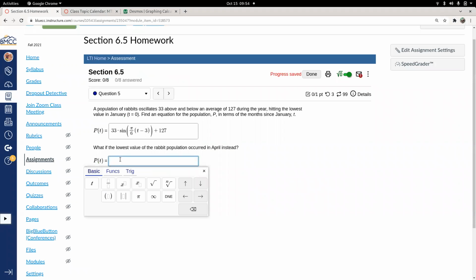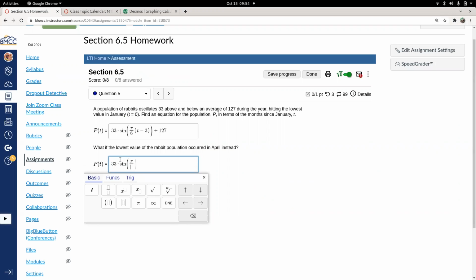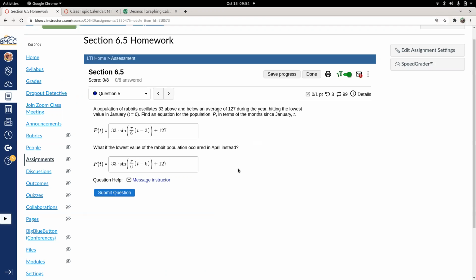So for this one here, again, January equals 0 threw me off there. Sine of pi over 6, phase shift would be t minus 6, because January is 0, plus 127. So that should be the other function here. All right, that was a tricky one.